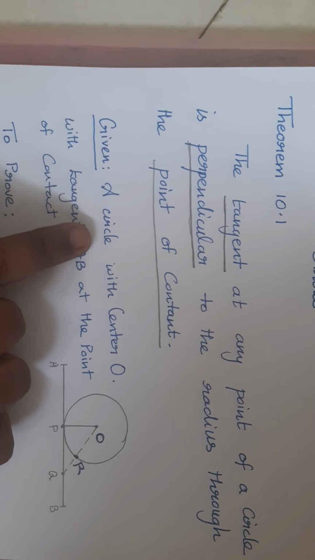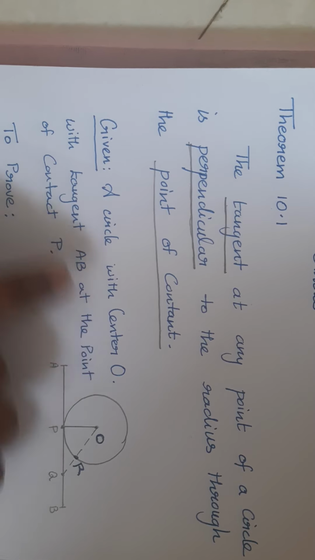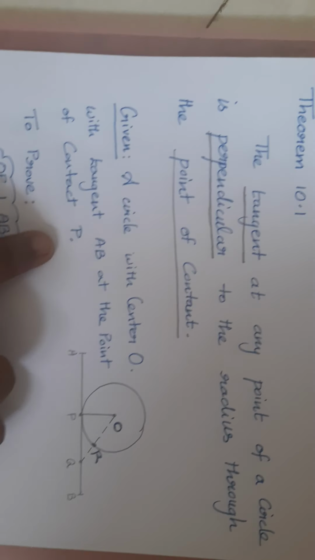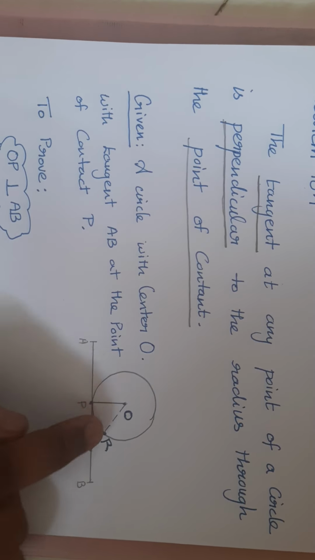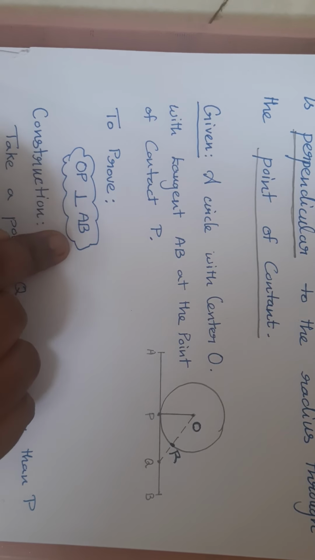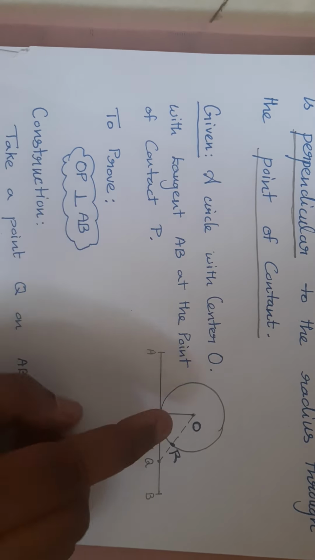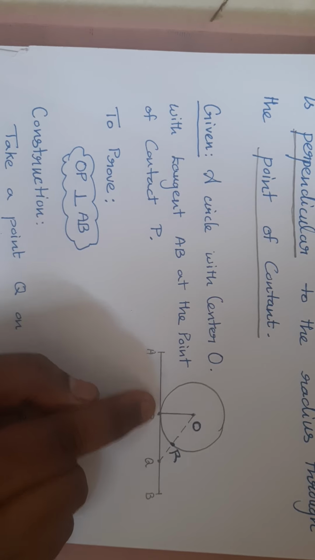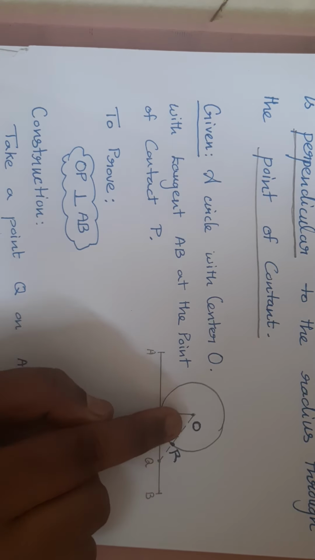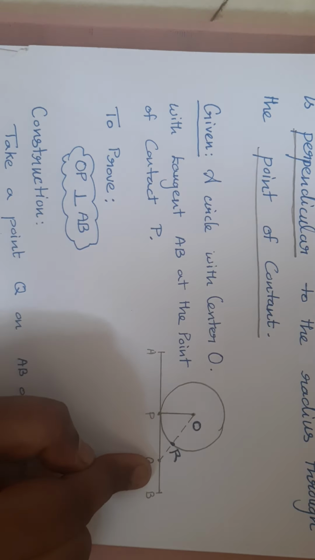Then we move on to the given. Given: a circle with center O and tangent AB at the point of contact P. Okay, what to prove? OP is perpendicular to AB. We are going to prove the line OP is perpendicular to the line AB.